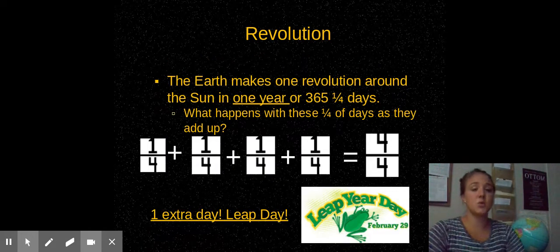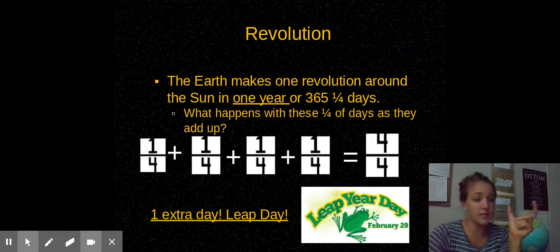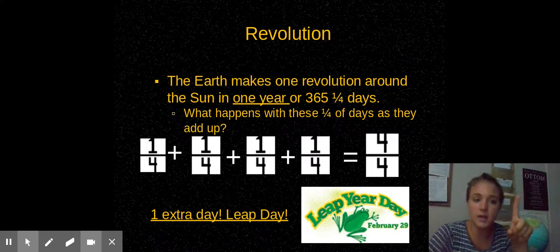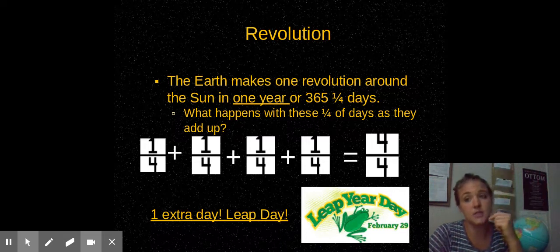Now, it takes 24 hours for the Earth to make one rotation, but for the Earth to make one revolution around the sun, it takes 1 year, which we know is 365 days. Now, you may have heard this before, but it actually takes a little bit longer than 365 days. It actually takes 365 and 1/4 days.